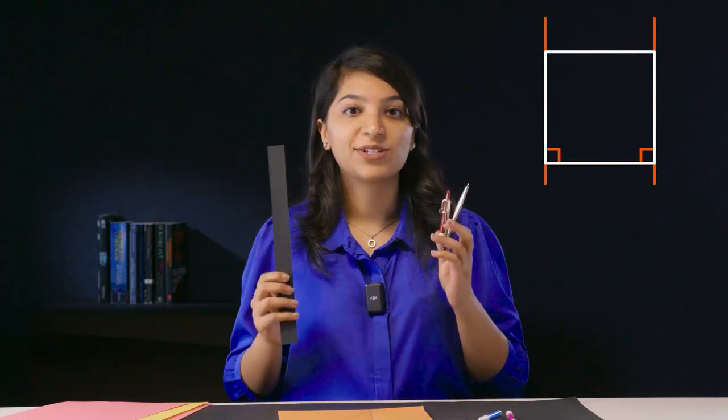Now here's a challenge for you. Say we have a line segment. How can we draw an equilateral triangle whose sides match its length? How about a square? Remember, you can only use these 2 tools.